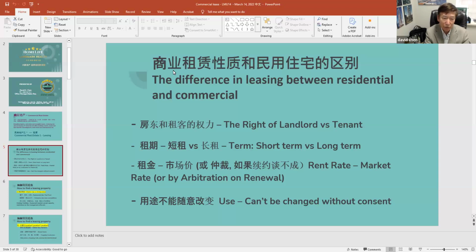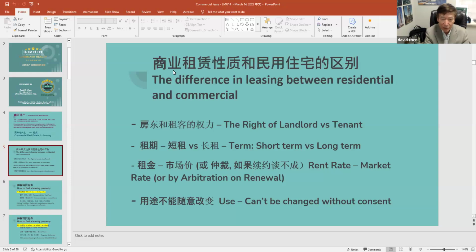Sometimes people ask about an option to renew. As I said just now, 5 years plus 5. That means a 5-year fixed term. Fixed term means every year the rental rate is already fixed: 1, 2, 3, 4, 5, right? So that's called a fixed term. Option to renew. What is an option? Option means you have the right to renew the lease. So when you renew the lease, what's the rental rate?